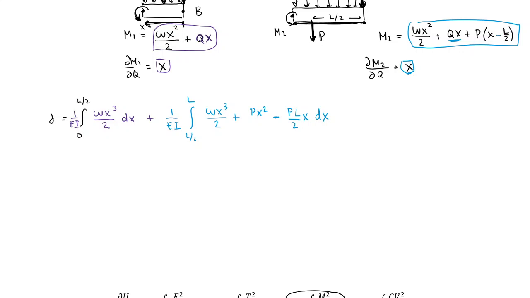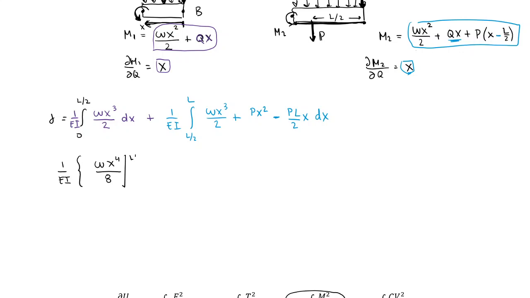Just gonna do the integrals. So this is gonna be 1 over EI multiplying everything else. The integral of this is WX to the 4th over 4, and I find the 2 in the denominator, so this is gonna be over 8. And I am gonna evaluate that X to the 4th at L over 2. So actually, I'm just gonna write it down in terms of X for now.